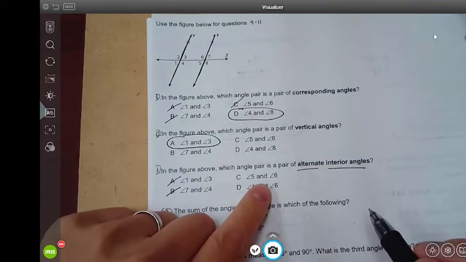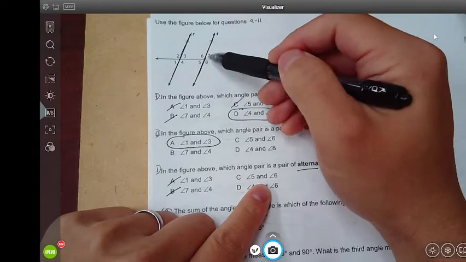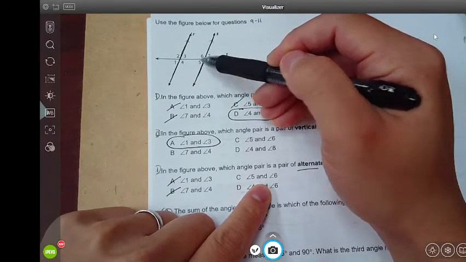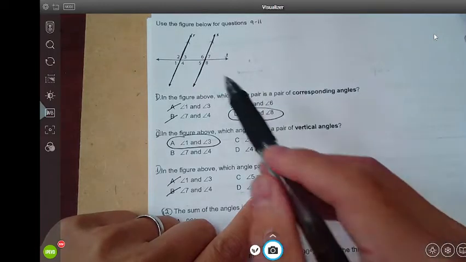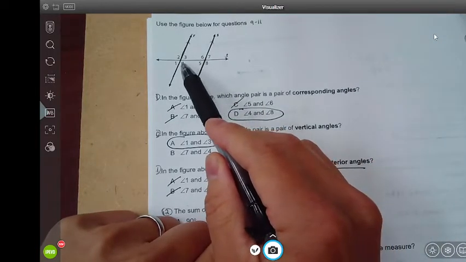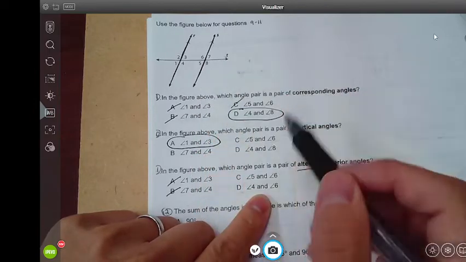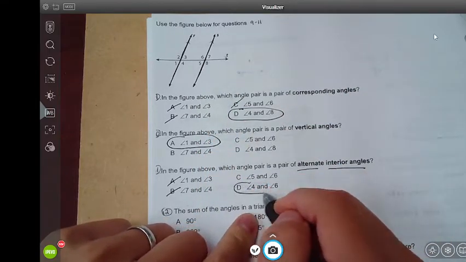Alternate interior. Now 5 and 6. 5 and 6 are adjacent angles, right? We would call those adjacent. Let's look at 4 and 6. 4 and 6, they're both in the interior and they're on different sides of this one transversal. Okay, so 4 and 6 is what you want here.